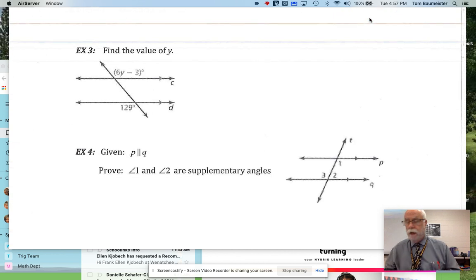Okay, example 3. Find the value of y. So if we're going to look here for the value of y, again, let's look and see if you can see a pattern here. On this one here, they're on the exterior, and they are alternate exterior angles. Again, that's your transversal. So remember, alternate exterior angles are congruent.